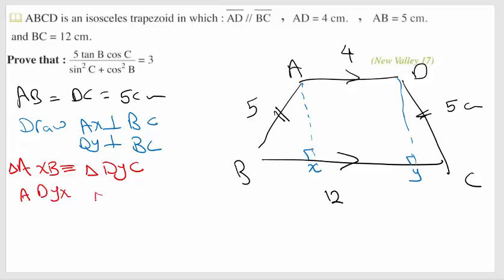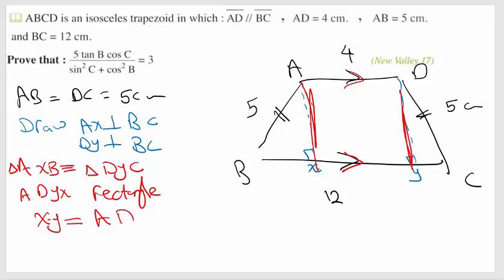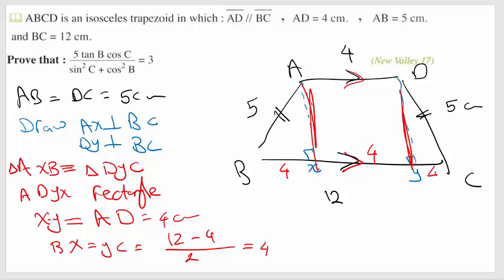ADYX will be a rectangle. How could you know that it's a rectangle? I have two parallel sides and two right angles. Only one right angle will make it a rectangle, by the way. So in the rectangle, we used to know that each two opposite sides are parallel and equal. Then XY will be equal to AD, equal 4 centimeters. And you said to me that AXB is congruent to DYC, then BX equals YC equals 12 minus 4 divided by 2, so it will be 4 here and 4 here.